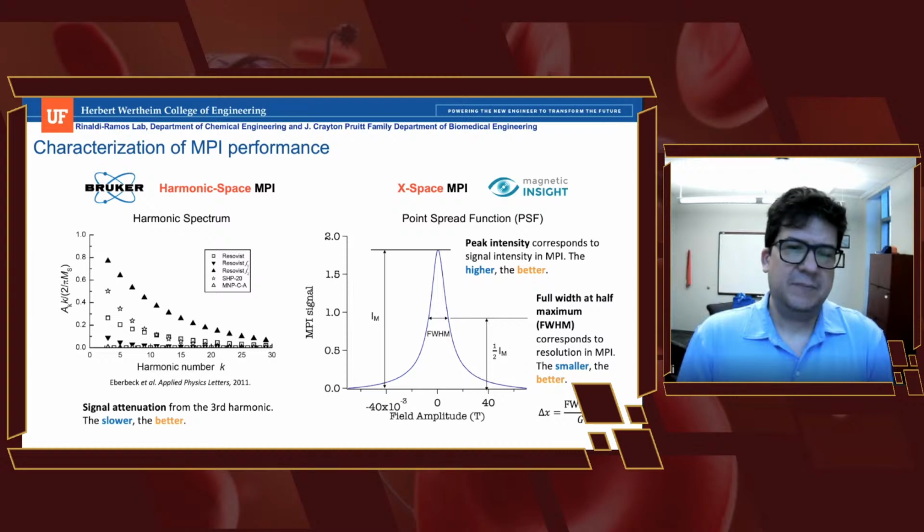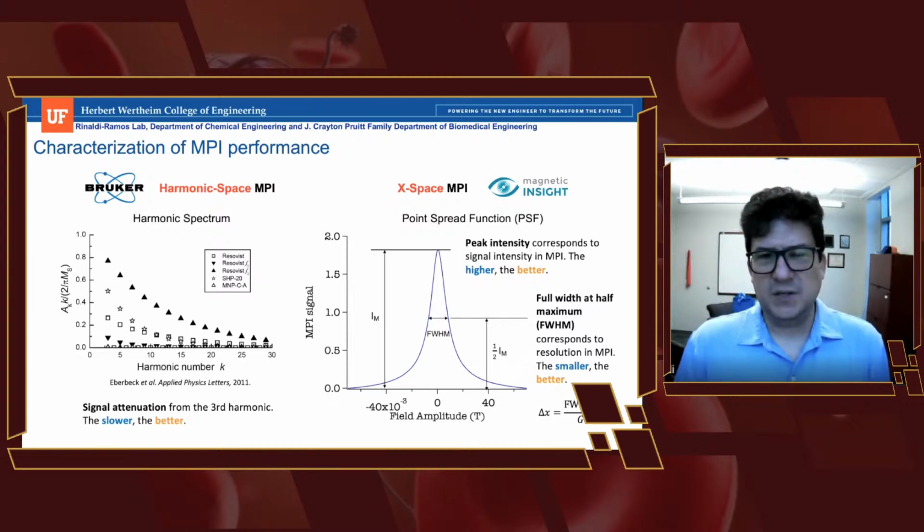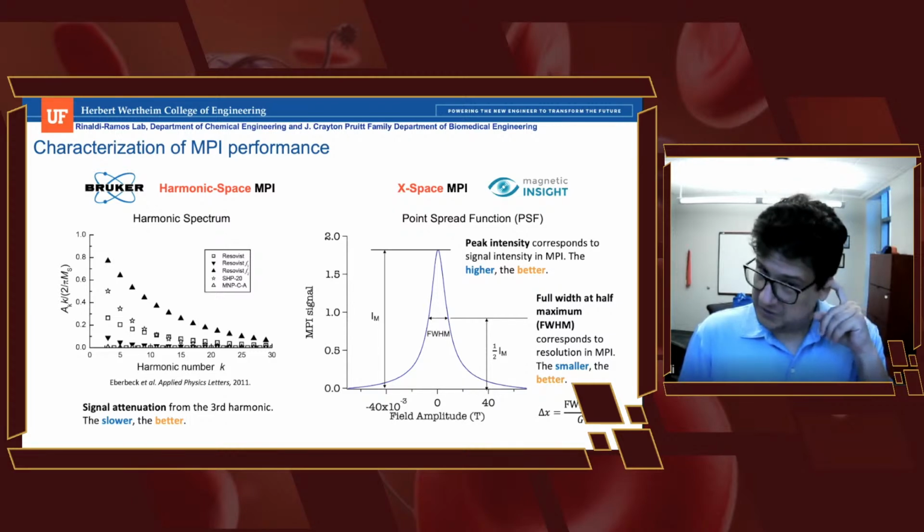And last time I presented some theory that can be used to predict in X-space MPI how the sensitivity and resolution are going to depend on particle size and other properties.